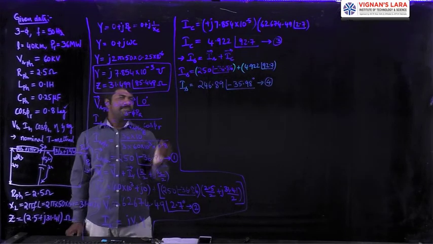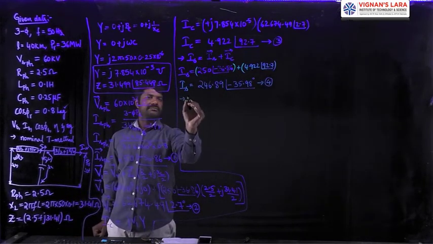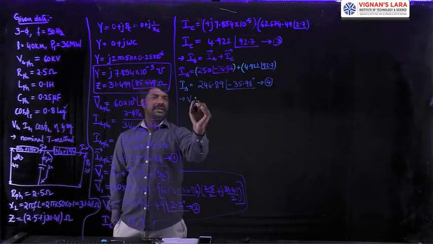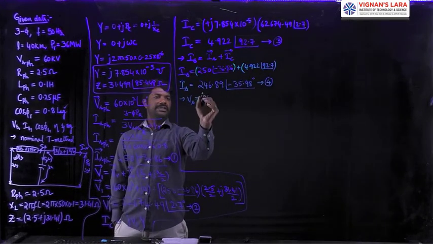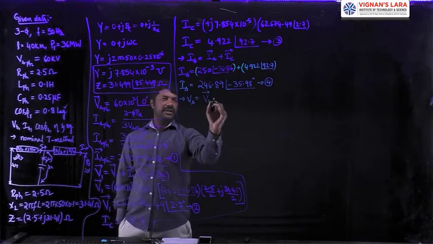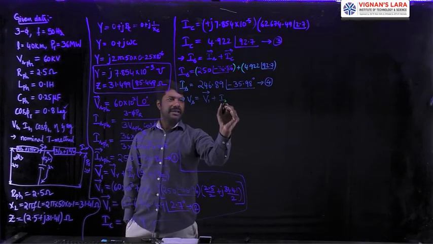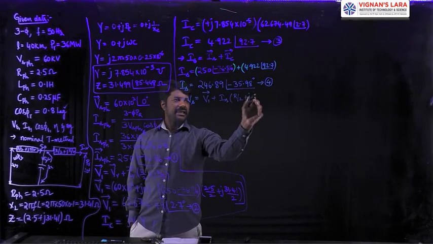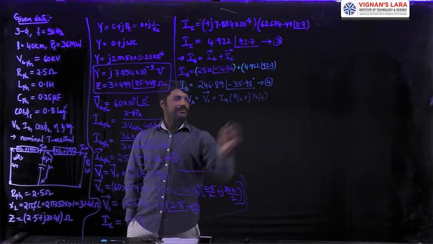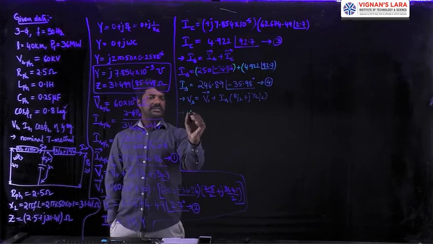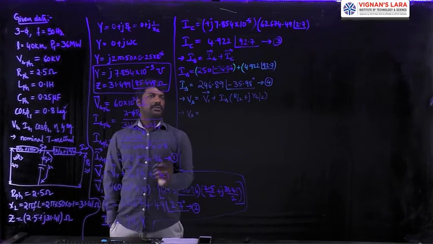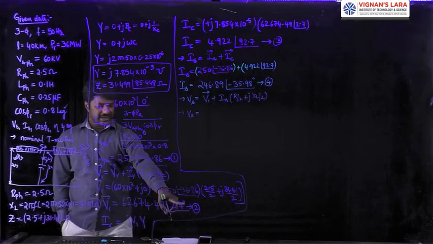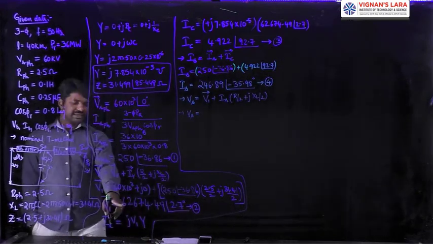The last step is to calculate Vs for completing the analysis. Vs is equal to, as per KVL, the applied voltage across the capacitor V1 plus the calculated current Is into R by 2 plus j XL by 2. So Vs is equal to the voltage V1, across the capacitor.